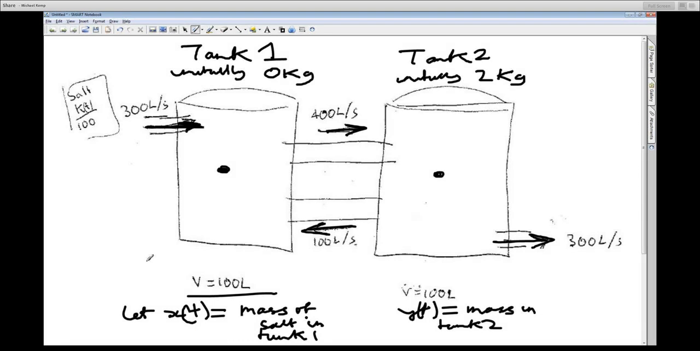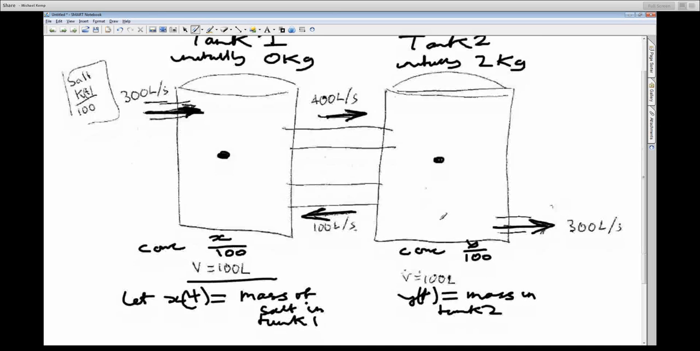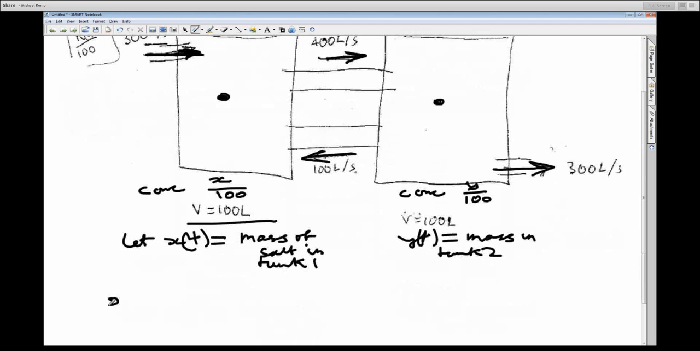So the concentration, depending on which chemistry you've done, is the mass divided by the volume. So x on 100, and the concentration here is y on 100. So what I want to do then is work out how the mass of salt changes in the two tanks. That's what I really want to do.